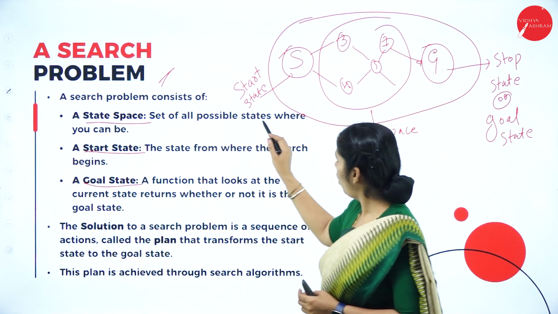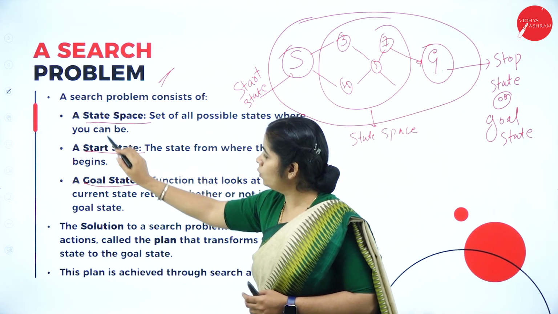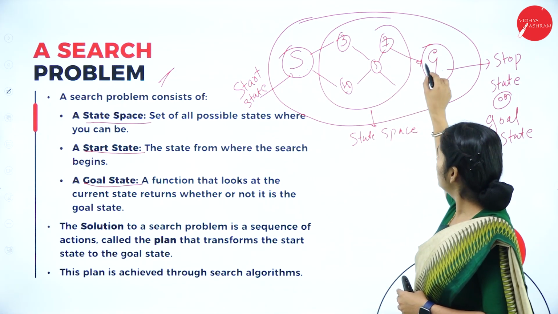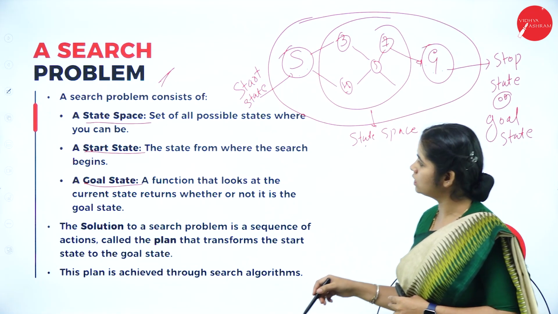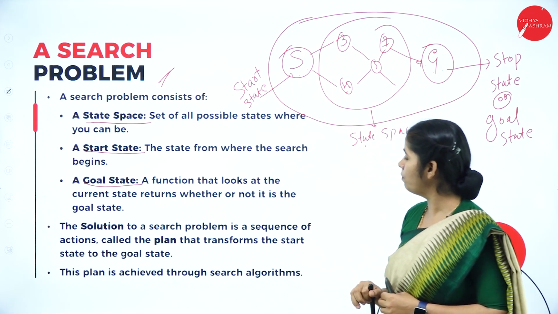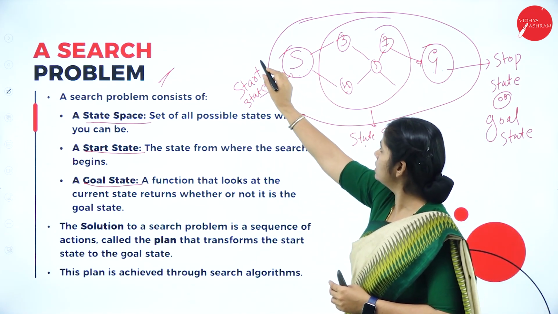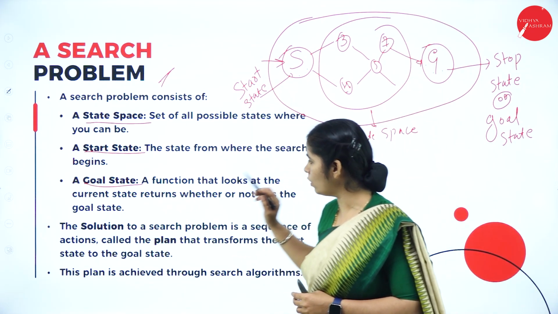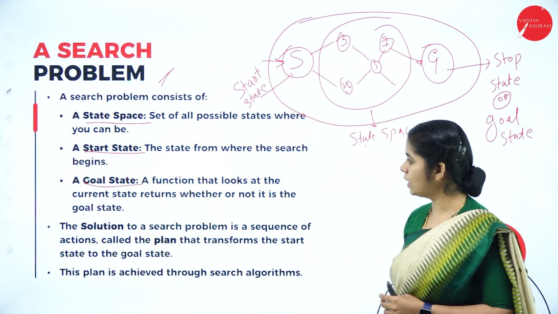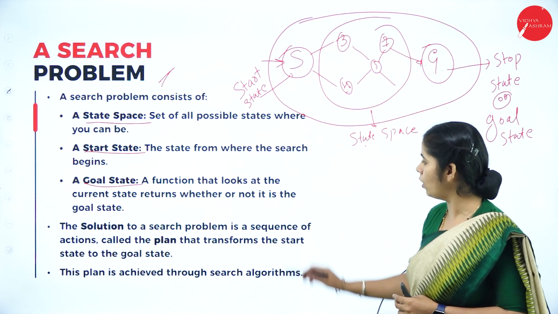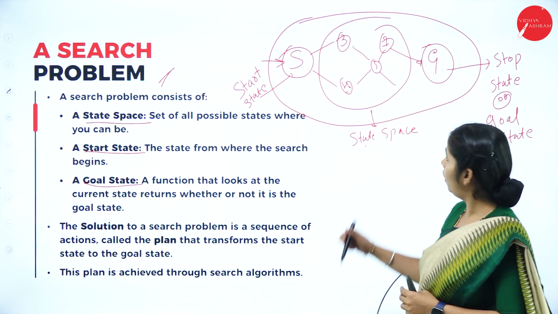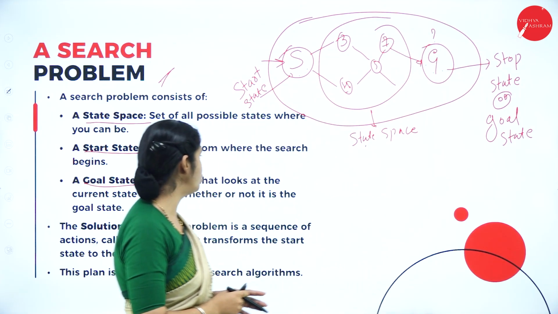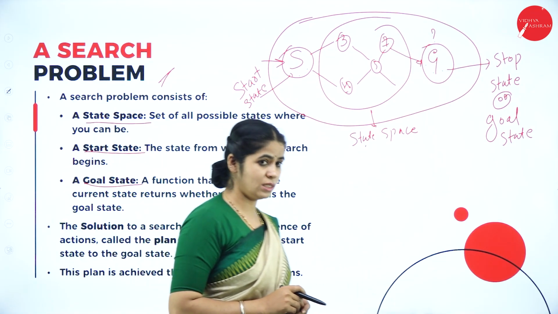State space: the set of all possible states where you, meaning the agent, can be. These are all the spaces the agent can reach. That is called the state space. Start state: the state from where the search begins. So this is the start state from where the search begins. Goal state or the final state: a function that looks at the current state and returns whether or not it is a goal state. This tells whether we are reaching the goal or finding the optimal solution or not. That is called the goal state.